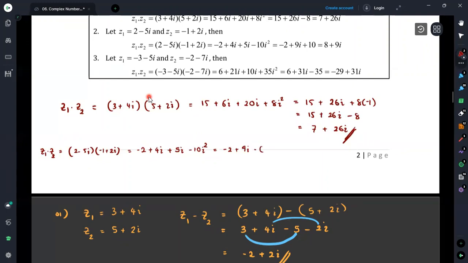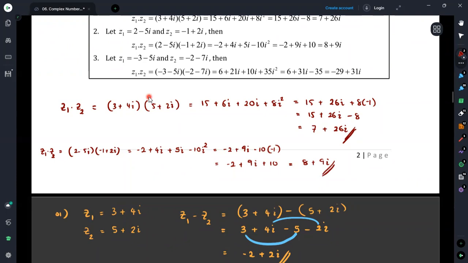Then minus 10 i squared: instead of i squared, we can replace it by minus 1. Then we'll get minus 2 plus 9i plus 10. Altogether we get 8 plus 9i.